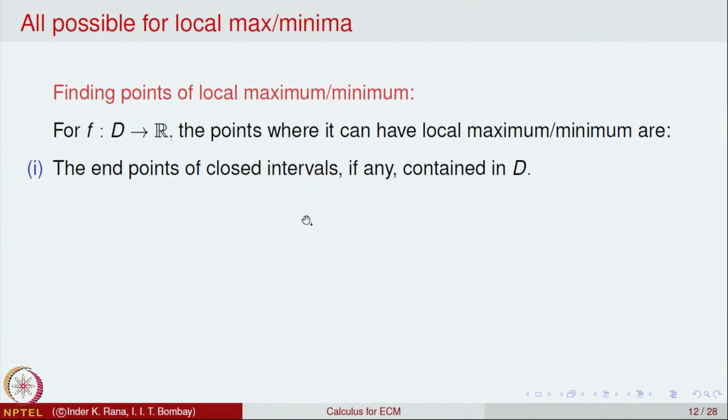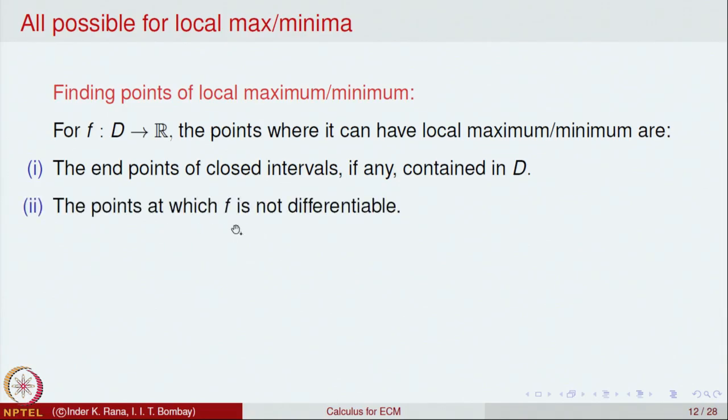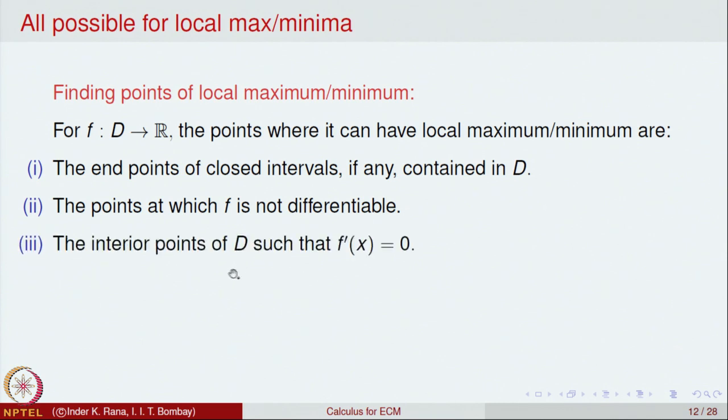Secondly, the next set of points will be the points at which f is not differentiable. There may be points in the domain of the function where the function is not differentiable, and the function may have a local maxima or minima at those points. We had seen some examples when we defined the notion of local maxima and minima. And the third possibility is the interior points, but for interior points our necessary condition is that the derivative should be equal to 0.